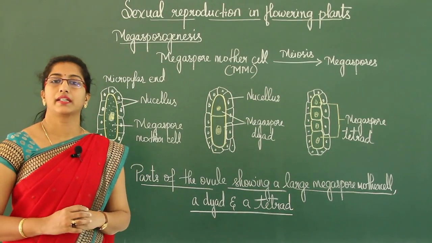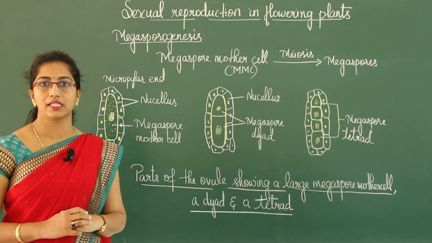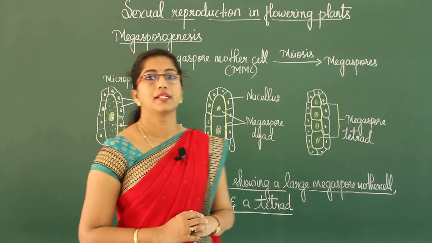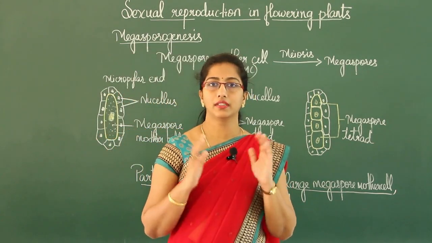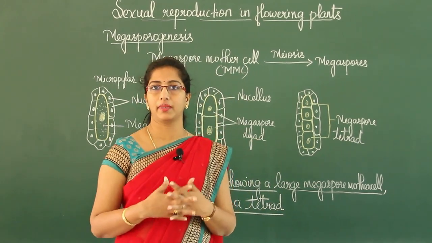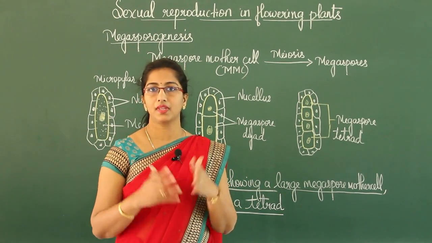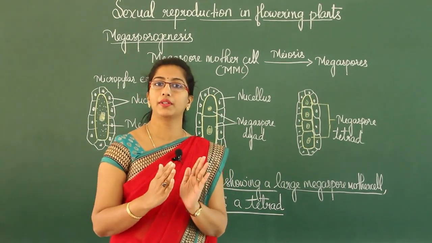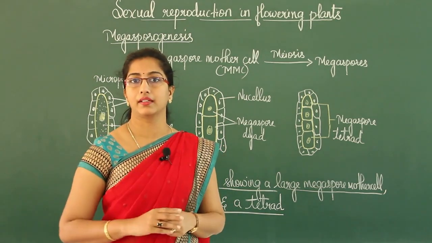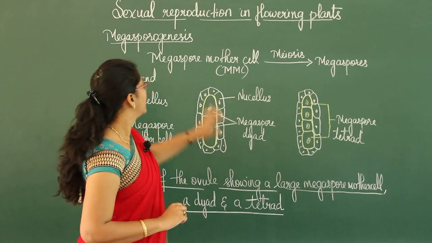So we finished studying the structure of a typical anatropous ovule. Now I told you within the ovule there is a structure called the embryo sac or the female gametophyte. Now what we are going to study is how that female gametophyte develops inside the ovule. So that we are going to study now.